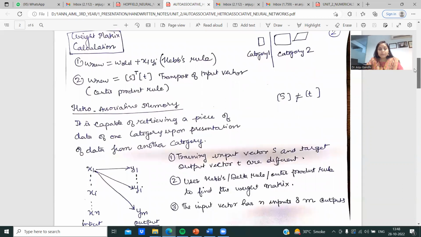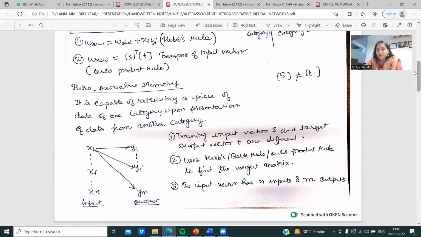So let me discuss the definition and the architecture now. A heteroassociative memory is capable of retrieving a piece of data of one category upon presentation of data from another category. For example, in the previous slide, we have seen that we have the distorted image of a square, but it can easily identify that this is a rhombus. So this pattern association is possible in the case of heteroassociative memory.